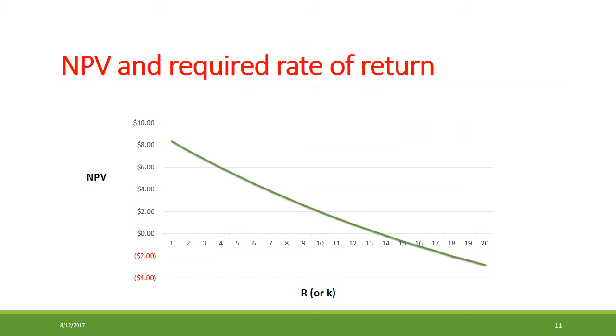Let's look at the NPV graph to see what it means. This is a graph that we saw before. This is the relation between the NPV and the required rate of return, or K, in our model. In general, when K increases, NPV decreases. At this point here, the NPV is equal to 0. So this rate over here is the project's IRR.